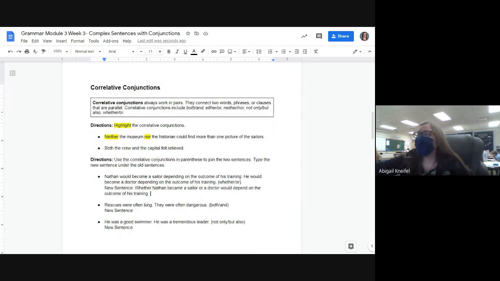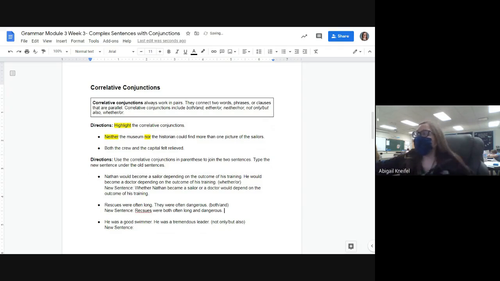The next one, rescues were often long. And rescues were often dangerous. So I would say rescues were both often long and dangerous. Spelled dangerous wrong.